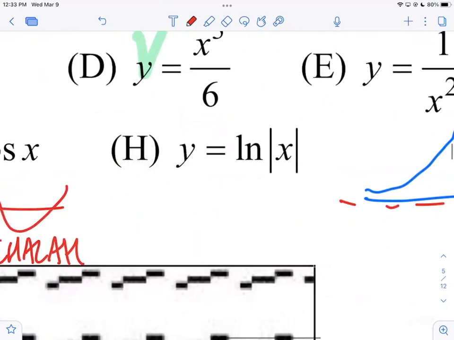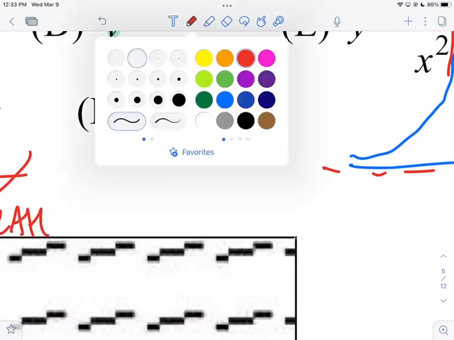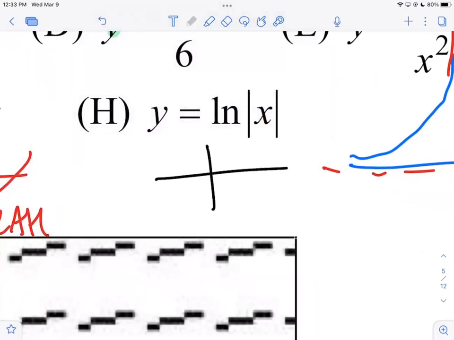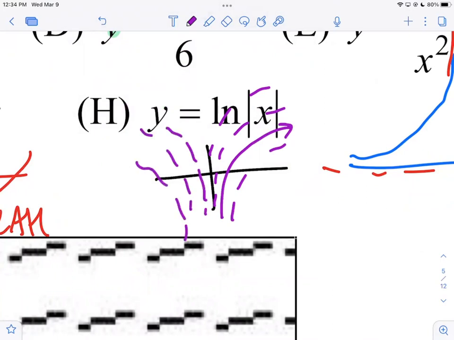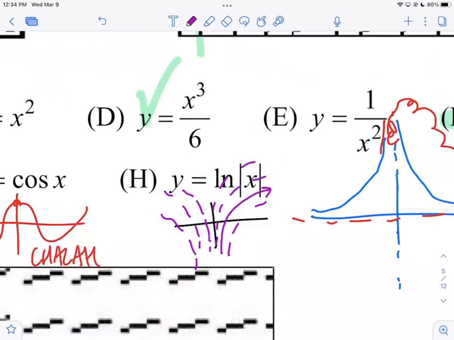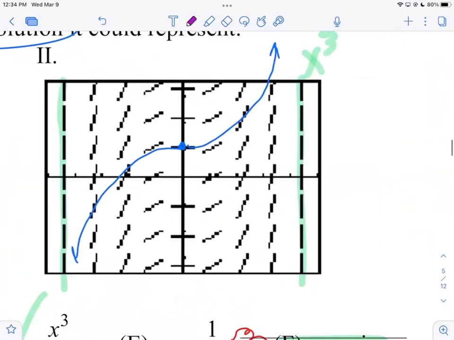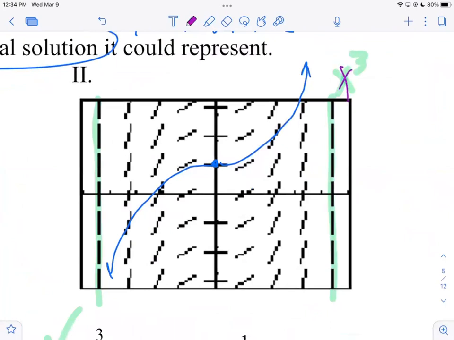Now, what about this one? What does the natural log of the absolute value of x look like? Well, we know the natural log of x looks like this. And so we can have all of these guys that are above and below. But when you take the absolute value of x, yes, it flips across the y-axis and we have both branches now. So it would look kind of like a fountain, right? Like a squirting fountain at the top. Does this look like a squirting fountain? No, no. So from the answers that are there, it's going to be an x cubed.